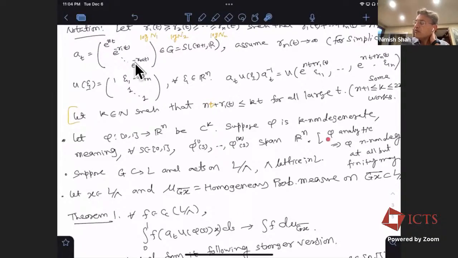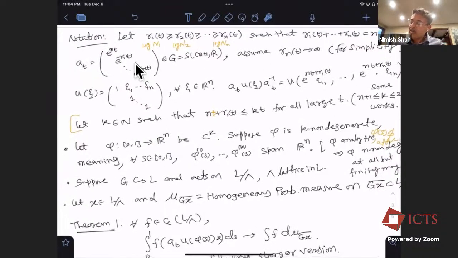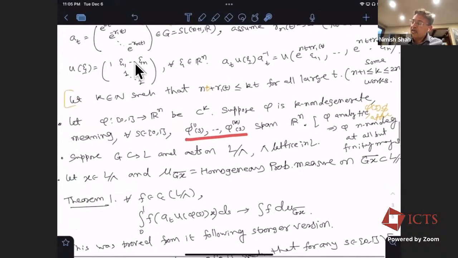And if phi is analytic, this condition is equivalent to saying that phi is n-non-degenerate for all but finitely many points, which holds when phi is analytic and phi of I is not contained in a proper affine subspace. So my condition in the earlier theorem was that phi is analytic and not contained in any proper affine subspace. Here I weaken this condition by saying it's a C infinity curve, and it's very curvy in the sense that k derivatives span R^n.